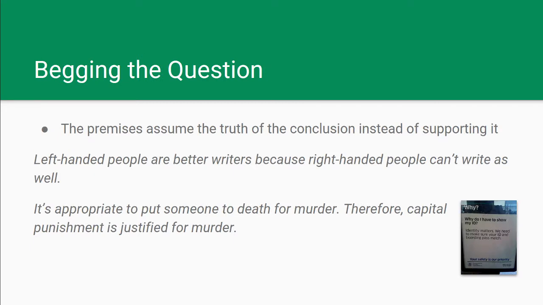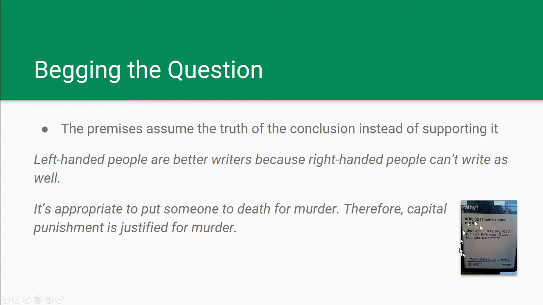Let's look at begging the question. With begging the question, the premises assume the truth of the conclusion instead of supporting it. Take these examples. Left-handed people are better writers because right-handed people can't write as well. Or how about this? It's appropriate to put someone to death for murder, therefore capital punishment is justified for murder. Does this sound like circular reasoning to you?